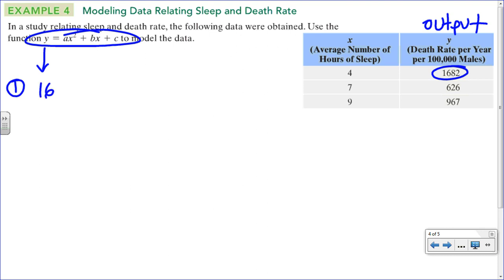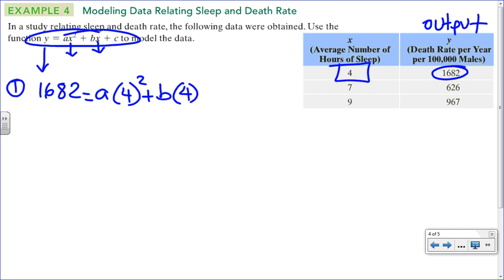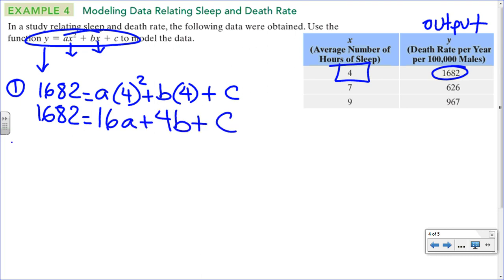It will be 1682 is equal to a times 4 squared. So I'm using this model right here. Substitute the x here and here, plus b times x. So instead of x, we use 4, this number, and then plus c. Then we simplify it a little bit. 4 squared is 16. And then for number 2, the output in this case is going to be 626.